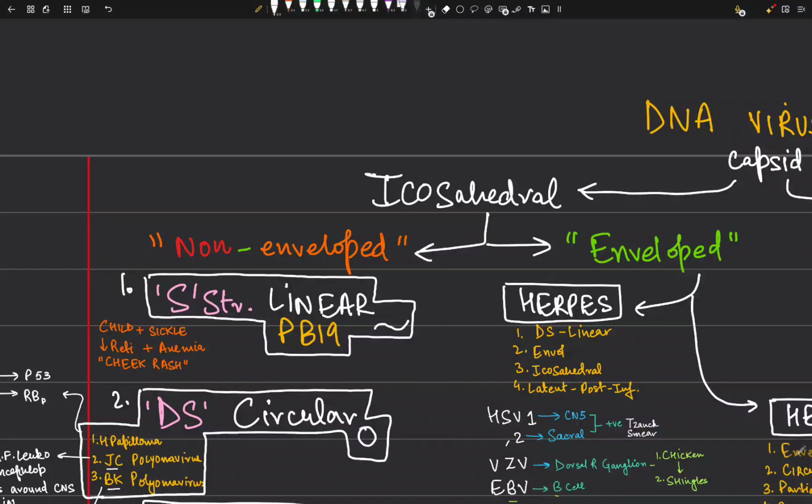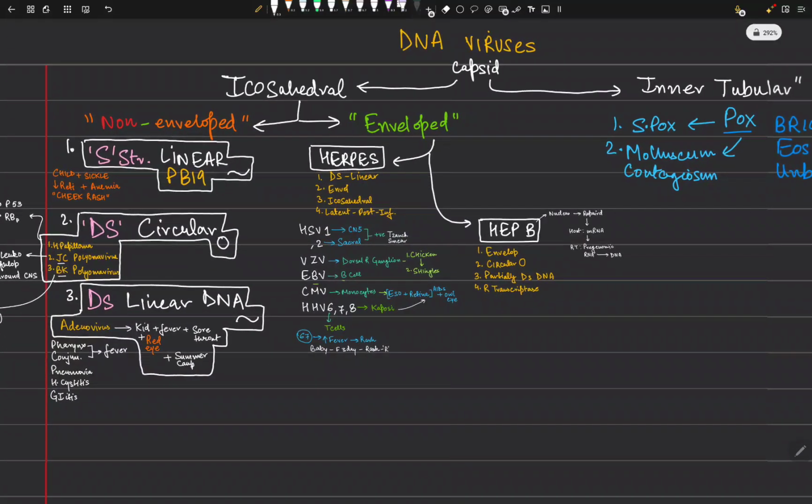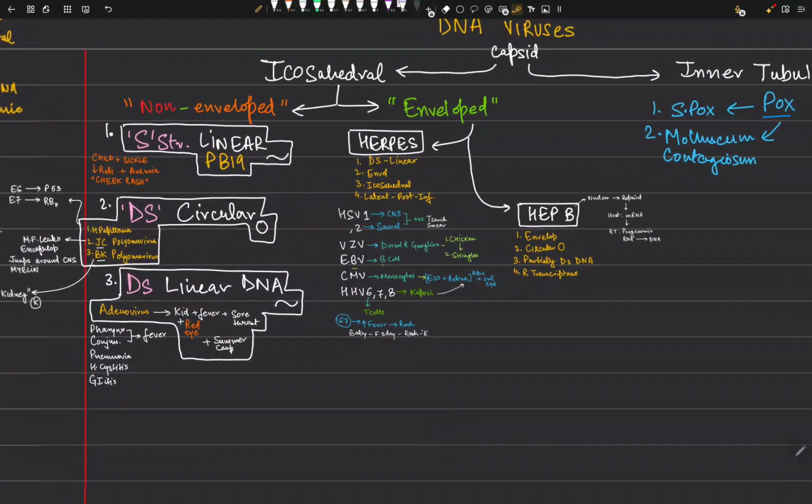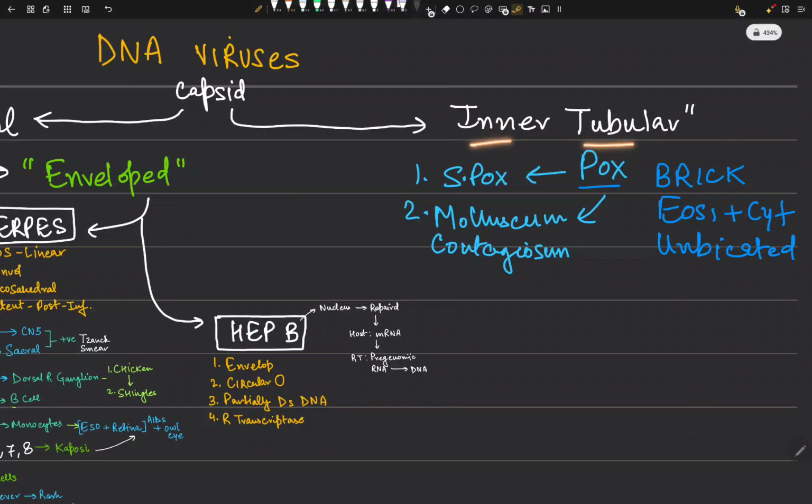So an icosahedral nucleocapsid means the viral capsid is arranged in a symmetrical spherical structure. Why would nature give us this? Because it's super stable, uses a minimum amount of protein, and is efficient. So icosahedral shapes include herpes and adenovirus. Now let's talk about the shape called inner tubular.